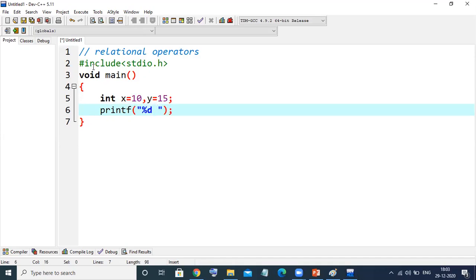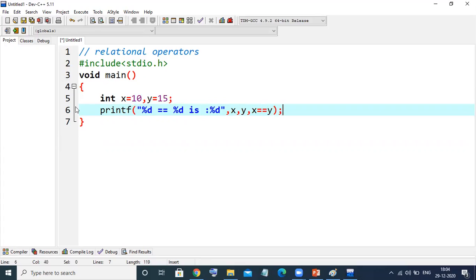%d, the first operator, if you want, I will take the comparison, and %d is true or false. That means I want to print the value. The value is, for example, %d only, right? And here the first value will be x, second value will be y, and what is the operator I want to try here? x is equal to y.